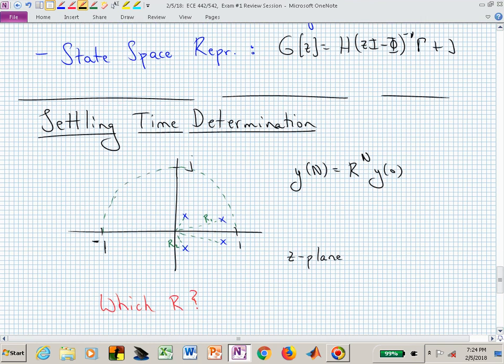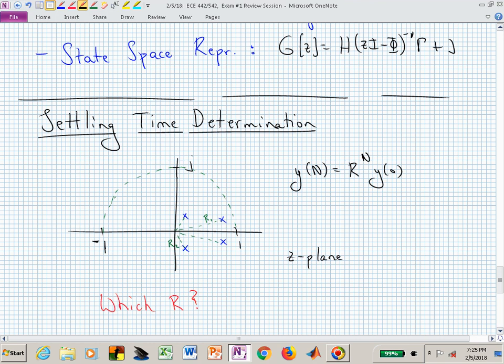Settling time determination in the Z-plane. We focus on one equation, so we're approximating all of these poles by one pole. What's the order of this system? In the center of your screen. Doesn't have to be left or right. Now you can probably find that on one hand, right? It's fourth order. You had 4 poles.